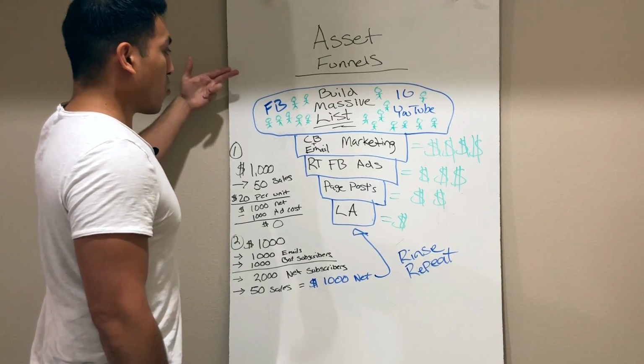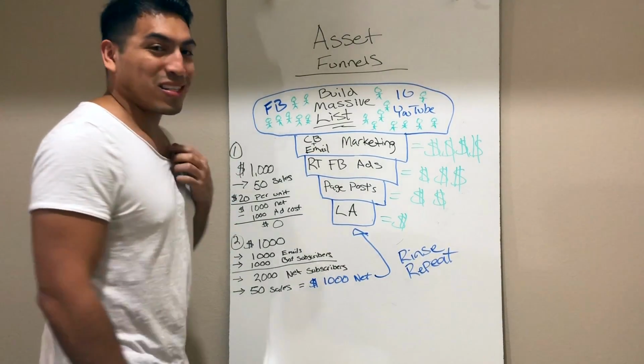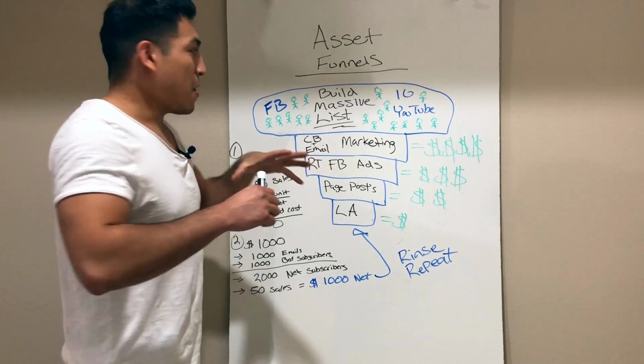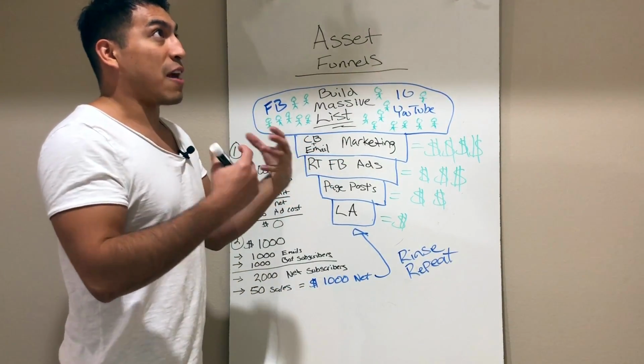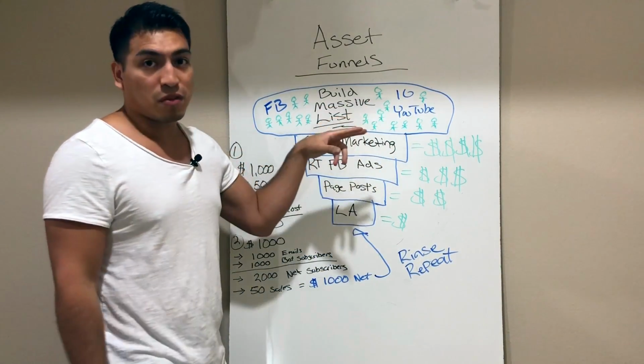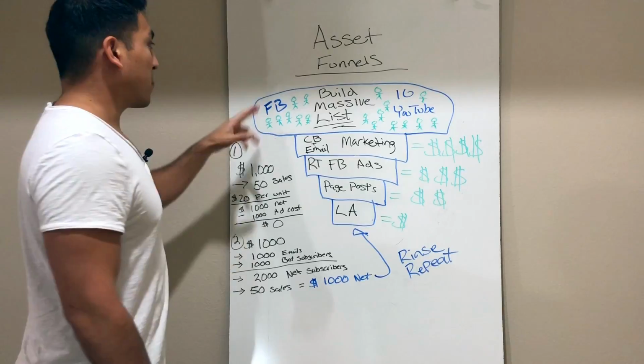Okay, so rule number one is you're going to drive massive list building campaigns all over the place. So you're going to use Instagram, you're going to use YouTube influencers, you're going to use Facebook ads.